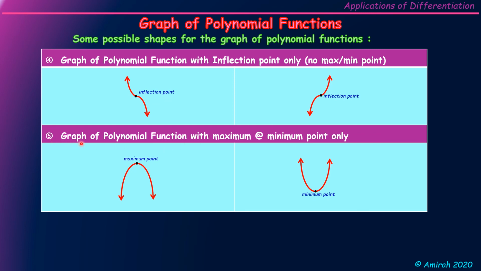And number 5, the graph of polynomial function with maximum or minimum point only without inflection point. This is the graph with maximum point only, and this is the graph with minimum point only, right?